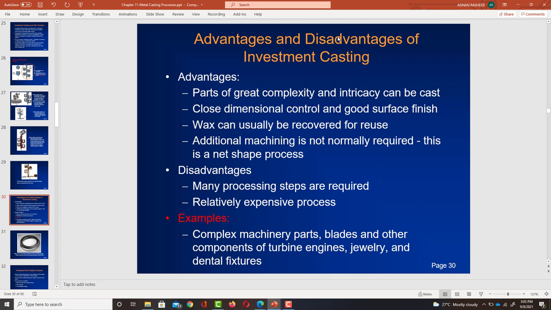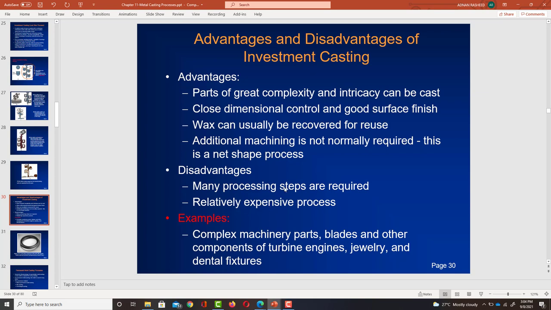Advantages are that more complex shapes can be made, as this is wax, so it can be easily shaped, and greater complexity and intricacy can be cast. So different difficult parts can be cast by using investment casting, and it also gives you good dimensional control and surface finish to the parts. Another advantage is that wax can be recovered and reused again and again. Also, no machining is further required for getting the net shape. So it is a net shape process as well.